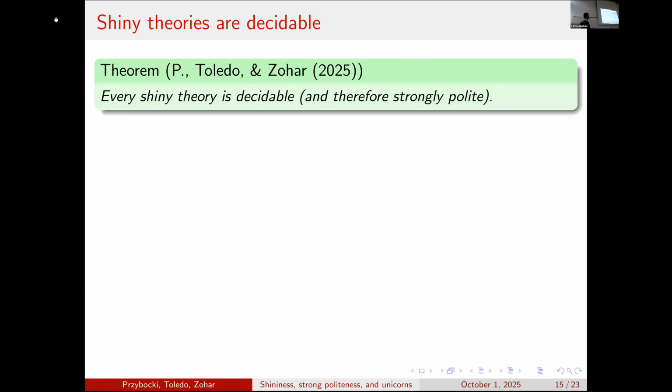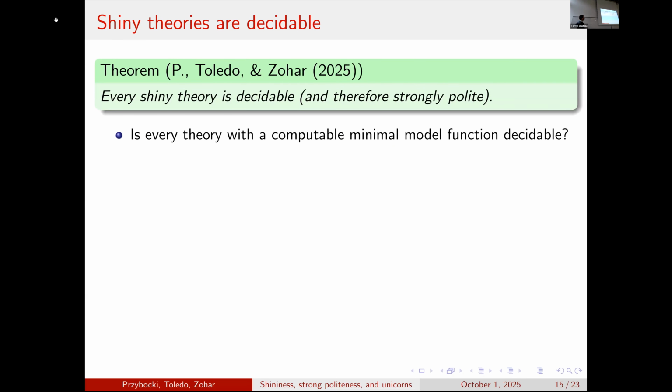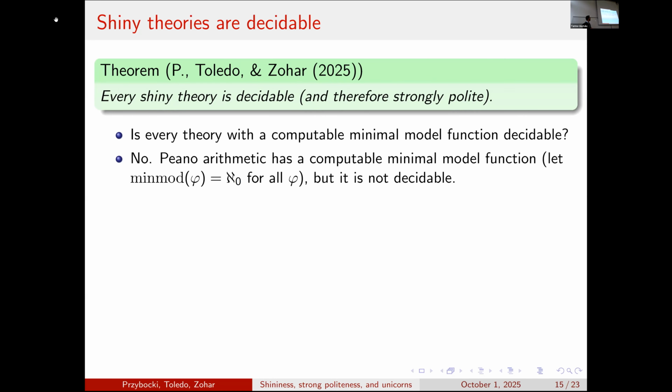This proof is simple enough that I can actually give it on one slide. But first, you might think that this is somehow trivial or follows from the fact that we have a computable minimal model function, but that's actually not so. It's a little more subtle than that.